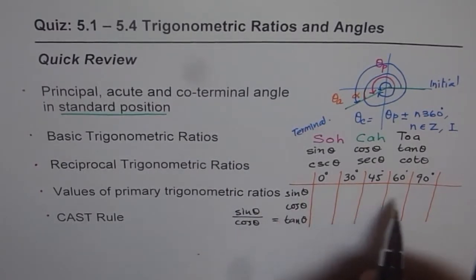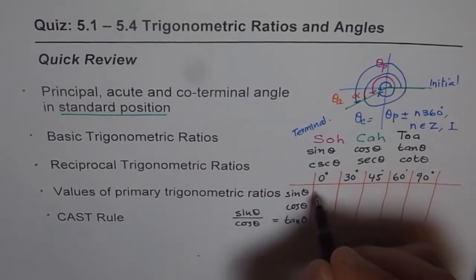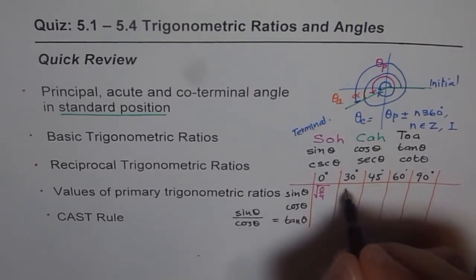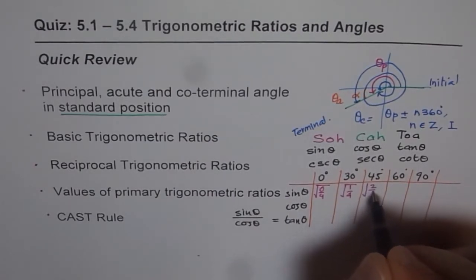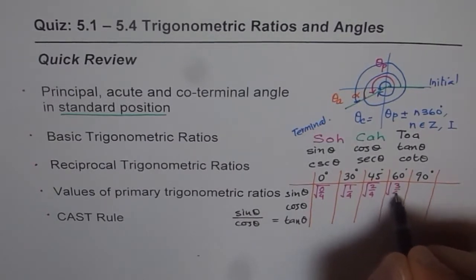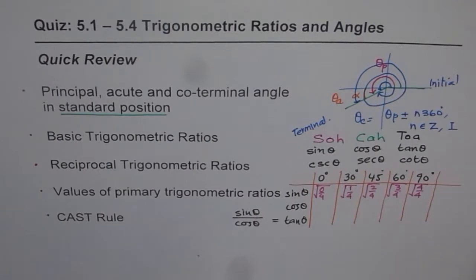So if you know sine theta, then you know tan theta also. Now there is a quick way of remembering all these values. So I'll write down those values for sine theta. You can do square root of 0 over 4 to get the value for this, square root of 1 over 4 for sine of 30 degrees, square root of 2 over 4 to get sine of 45 degrees, square root of 3 over 4 to get the value for 60 degrees, and square root of 4 over 4 for 90 degrees. That's a quick way of remembering these values, correct?